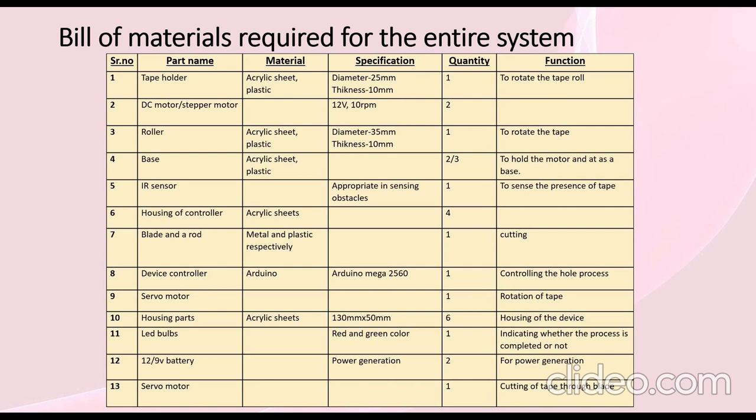A device controller, that is an Arduino, is used for controlling the entire process. Housing parts made of acrylic sheets for housing the device. LED bulbs to indicate whether the process is completed or not. A 9 or 12 volt battery for power generation and a servo motor for cutting of tape through the blade.